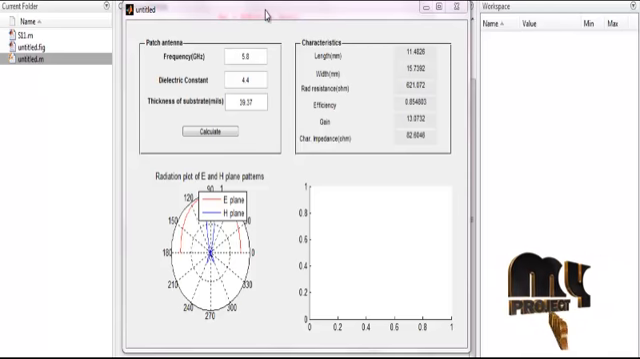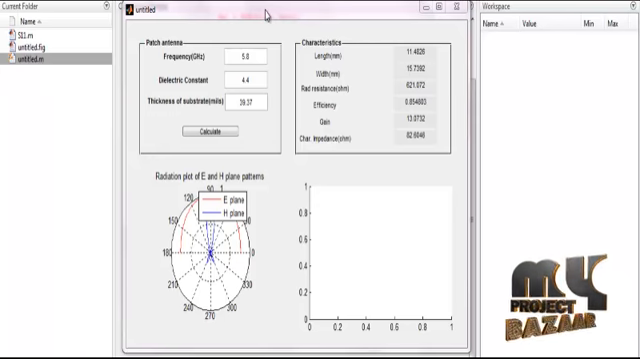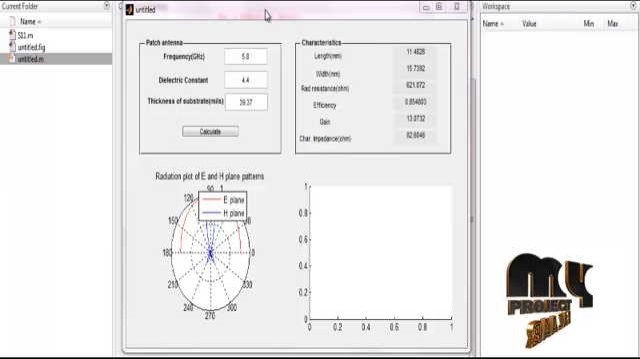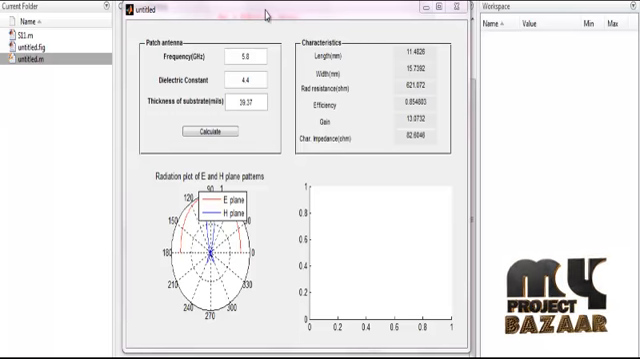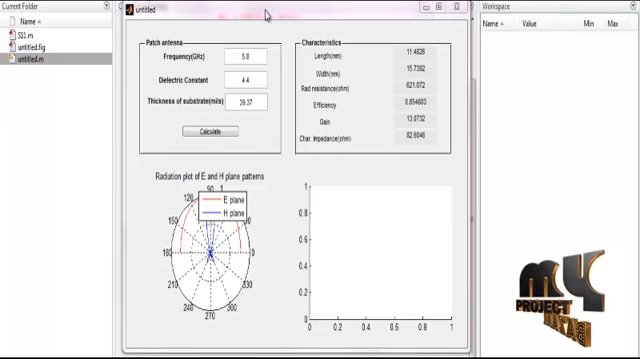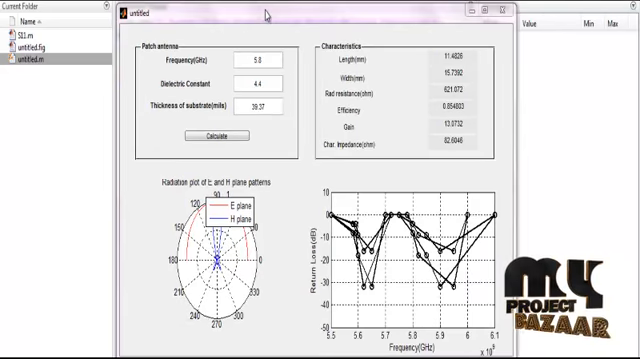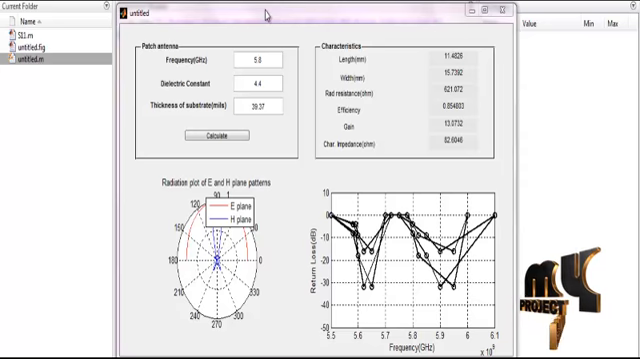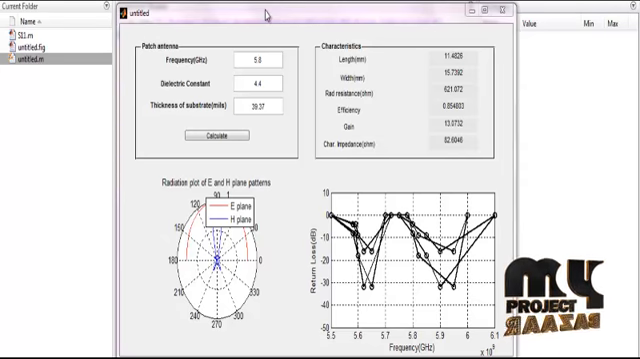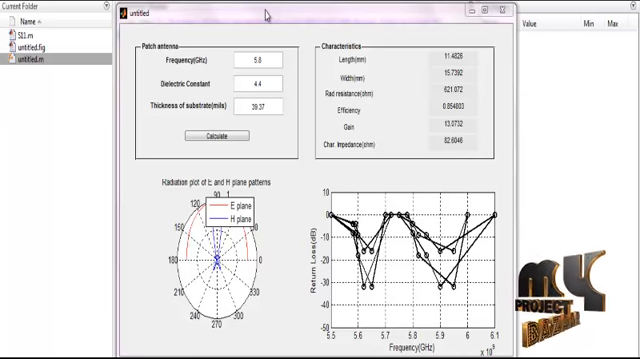Then the radiation pattern plots the E and H plane patterns: red denotes the E plane and blue denotes the H plane, over the full 360 degrees. Finally, we calculate the return loss of the patch antenna. The return loss is from 5.5 to 6.1, so we achieve the dual band frequency. These are the different types of dual band we achieve in the return loss.